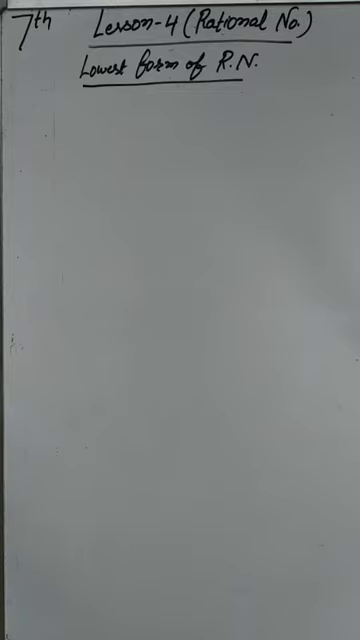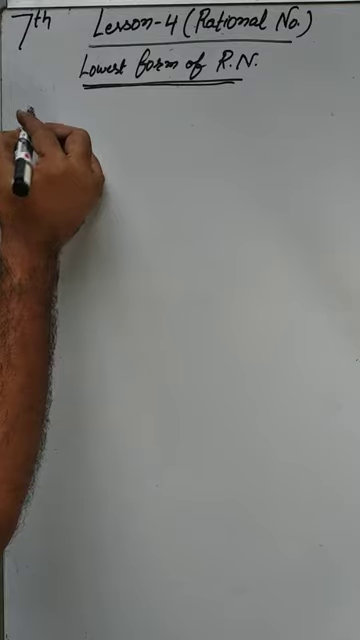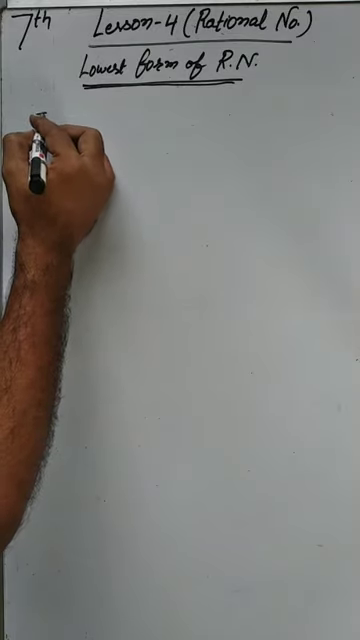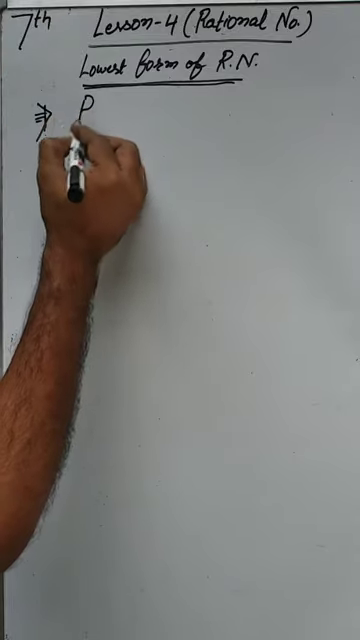Beta, yesterday we completed exercise 4.2. Today we will continue with our next topic, lowest form of a rational number. It is like the fraction. It is the same. A rational number p upon q.